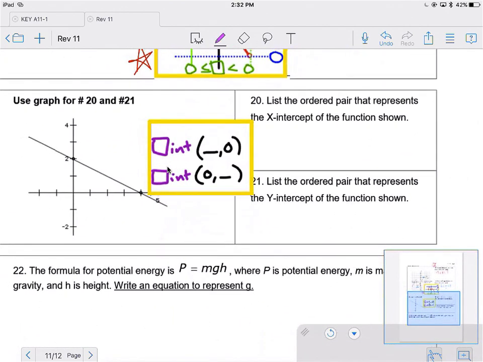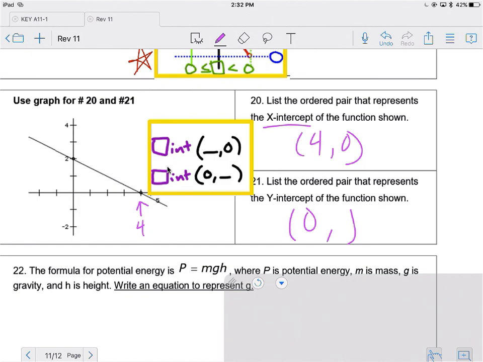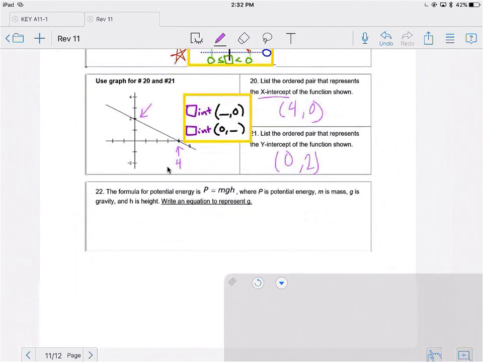Problem 20 gives us a graph and asks us to list the ordered pair that represents the x-intercept. So remember, the x-intercept means we have a 0 for y. We have a value at 0, so a number at 0, and a nothing for y, or a 0 for y. So the x-intercept where it crosses the x-axis is here at 4, so that is the point (4, 0). The ordered pair for the y-intercept means we have a 0 for x and a number at y. It is the point where we cross the y-axis, which is 2. So (0, 2) as the point.